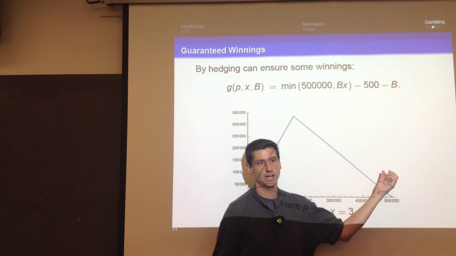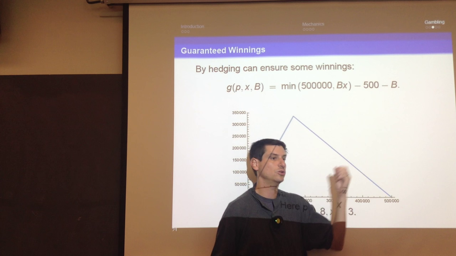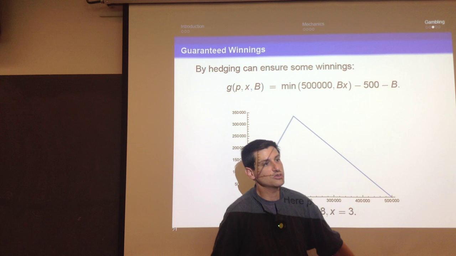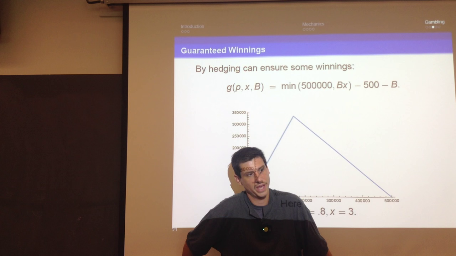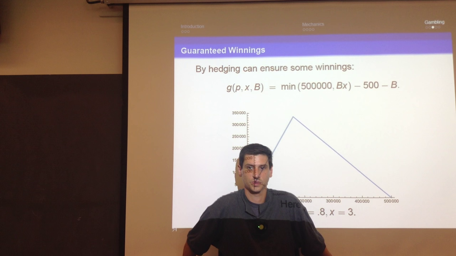But eventually, if I start putting too much money on the Giants, and the Patriots win, I now lose money. Not surprisingly, if I put $500,000 on the Giants and the Patriots win, I get $500,000 from that. That perfectly balances out the $500,000 I would get from the Giants, and my net would be zero. So there's no reason to bet more than $500,000 on the Giants.